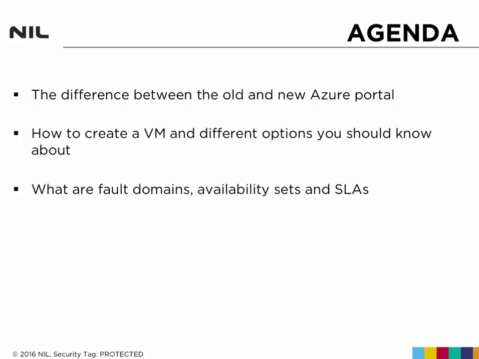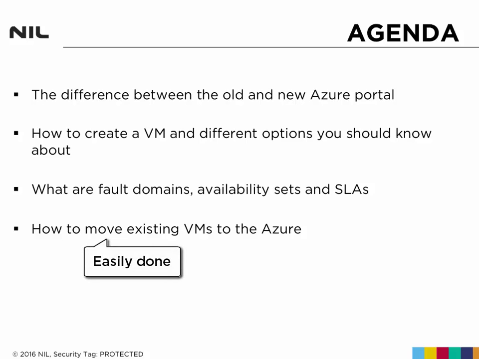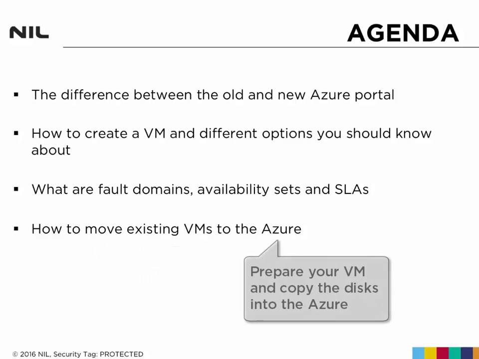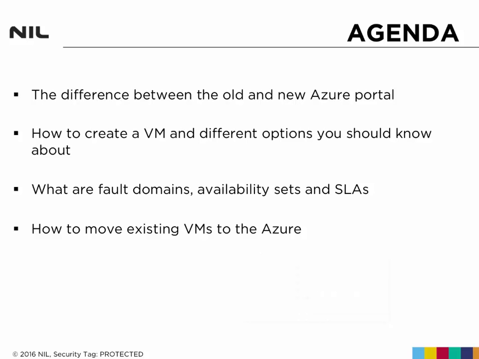I will also show you how, if you have an existing Microsoft Hyper-V environment, or even a VMware environment, let's say VMware vSphere or VMware Workstation, you move your existing virtual machines to Azure. You will see it's quite easy. It's not complicated. You just prepare your virtual machine and copy the disks into Azure. We'll go a little bit into networking basics.